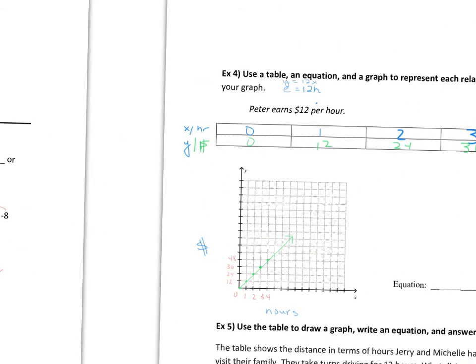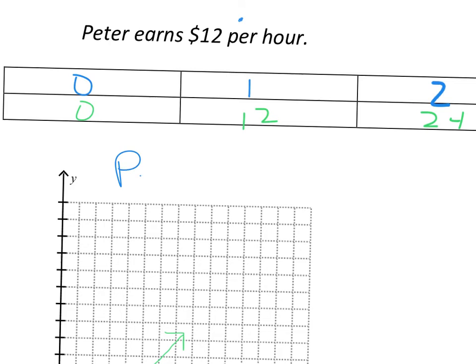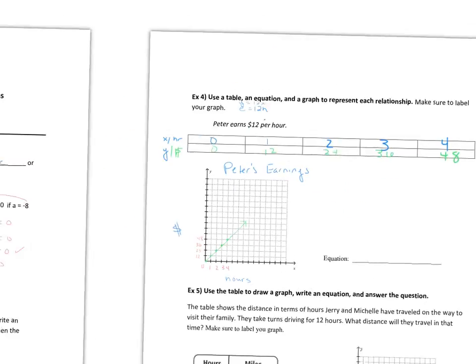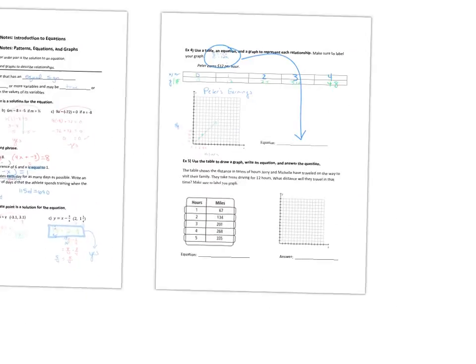Okay? And then normally we do give it a title. So in this case, since it's Peter, I'm going to do Peter's earnings. Okay? All right, so now it did ask us to write an equation. Well, we've already done that, so if you want to go ahead and write that down there, you can, but we've already got your equation there, okay? All right, let's go through one more.